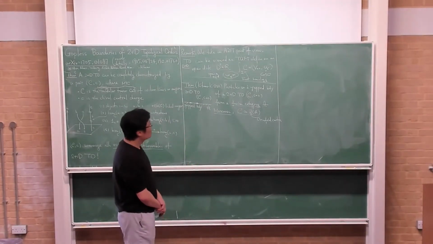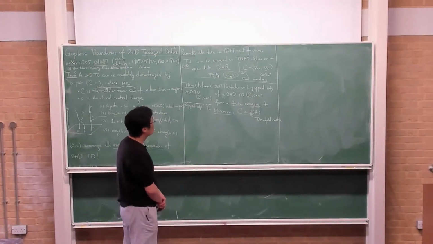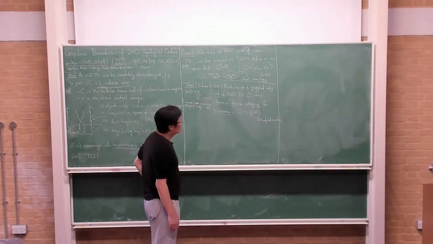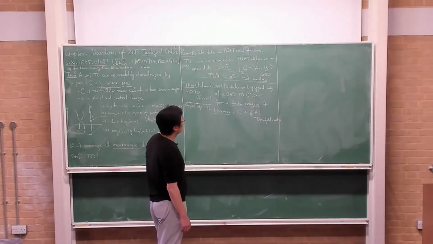I think the result is saying that if there is a gapped boundary, then you have two things. One is that the chiral central charge is 0, and another is that the category is a center. So c equal to 0 is the conclusion part.